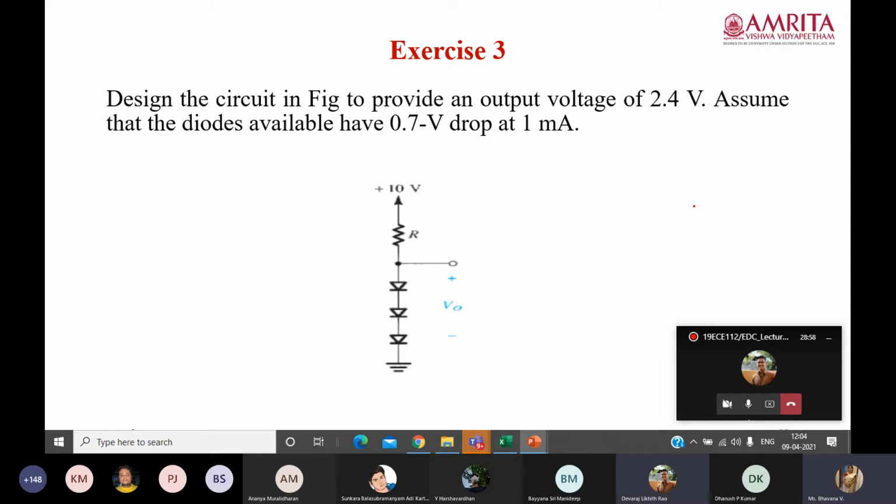Likhit, you gave me the answer 2.1 volt. Am I right? I mean, the voltage drop because of the diodes, like 3 diodes will cause 2.1. No, ma'am. Read the question. It says 2.4 volt. That 0.7 is for which current? Only at 1 milliampere current, the diode is having a drop of 0.7 volt. So we need to find the current at 2.4. For each diode, you have to calculate.